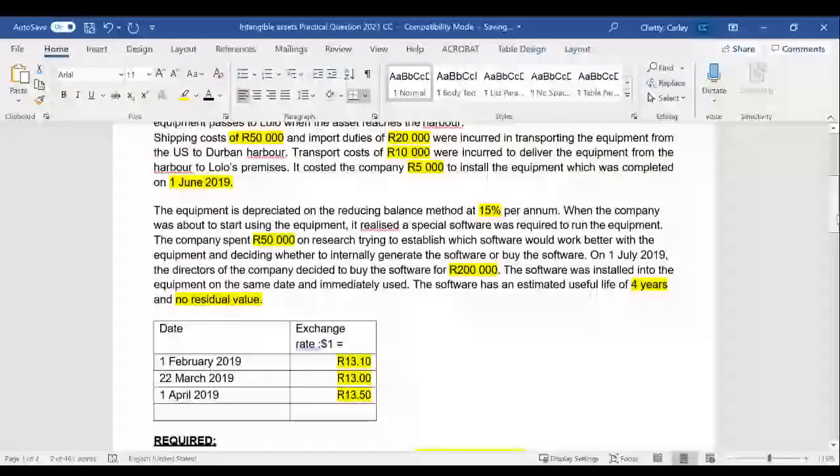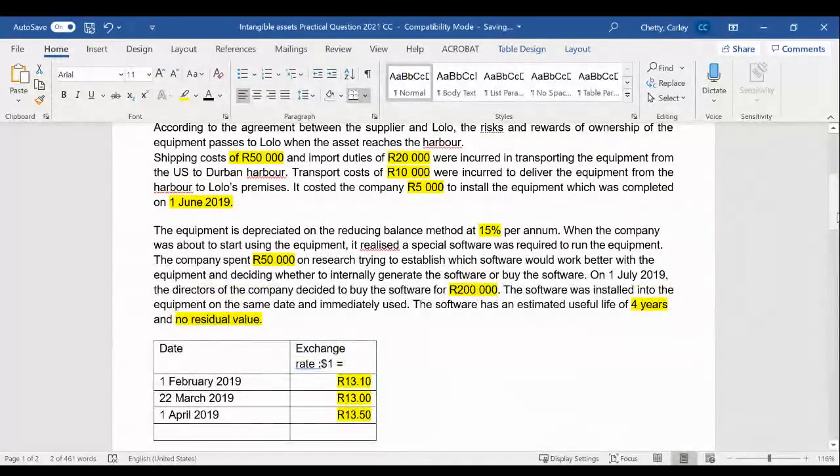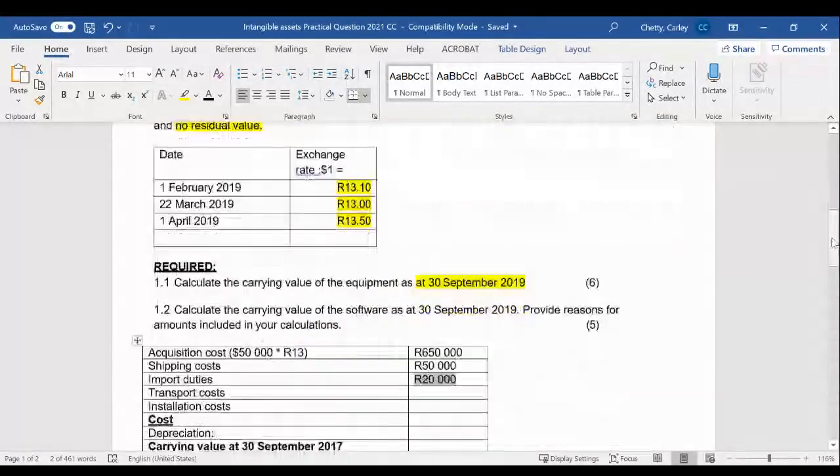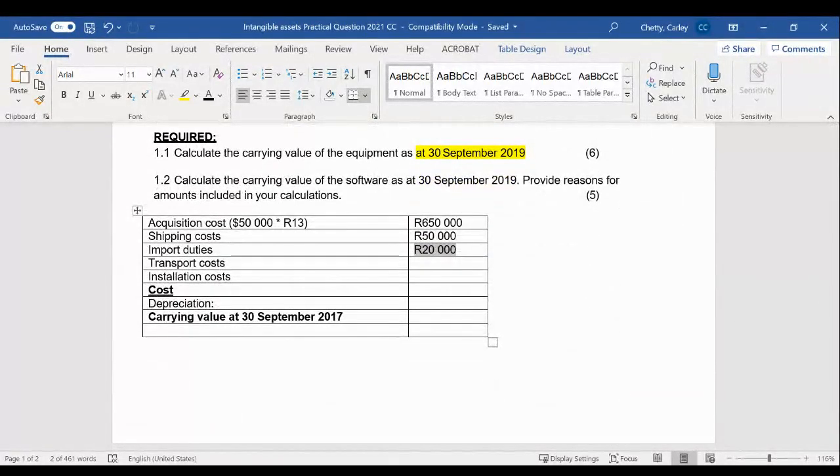Then if we have a look at our transport costs, so transport costs of 10,000 were incurred to deliver the equipment from the harbor to Lola's premises. So are we going to include the transport cost of 10,000 Rand in the cost of the equipment? Okay, correct. We are going to include the transport costs in the cost of the equipment. And again, it is necessary in order to bring the asset into a state where it can be used.